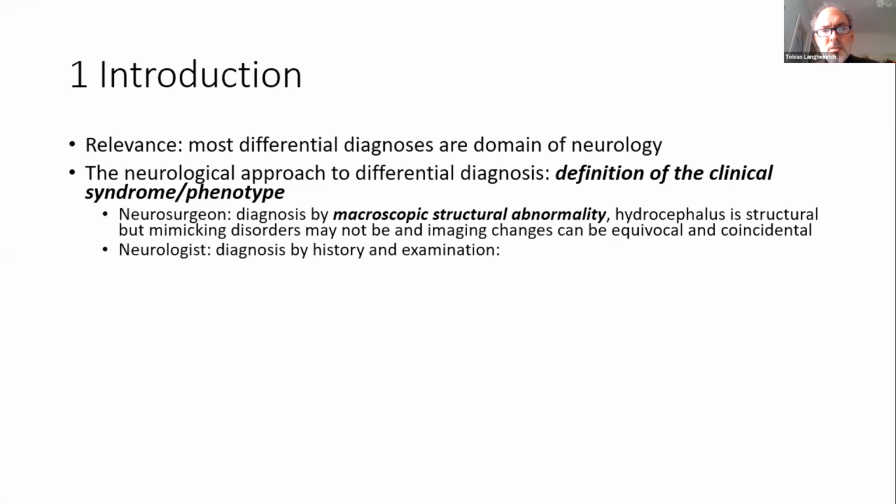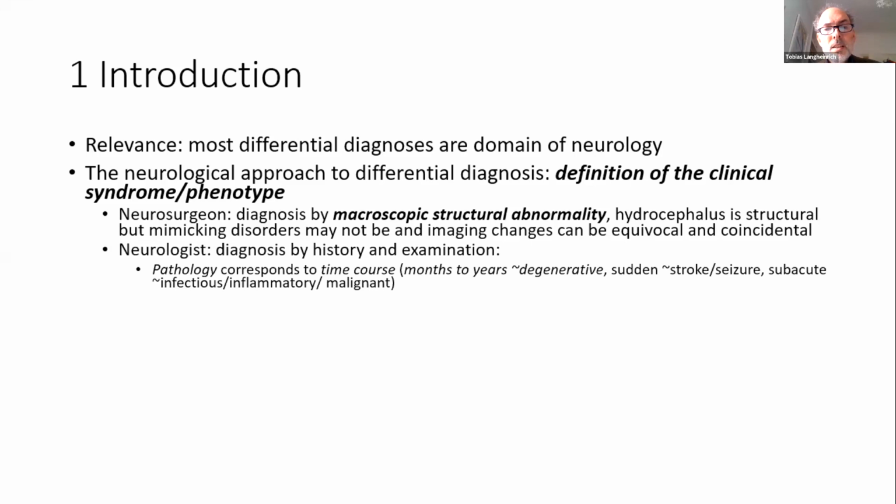So the neurologist is very much used to diagnose by history and examination, or history alone. A diagnosis of migraine is purely on history, so we're happy and confident with that. Now, what is this clinical syndrome? The pathology that's likely to be underlying the patient's problem corresponds very much to the time course. So that's why neurologists spend a lot of time trying to find out when things started, how they started, how long they've been going on for, and have they deteriorated or improved, or are they fluctuating?